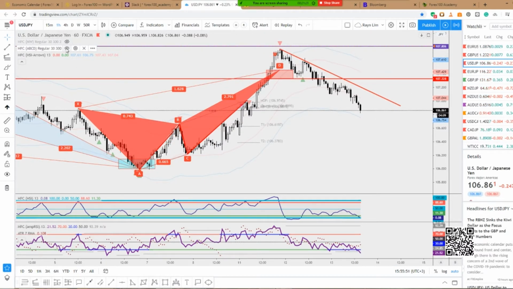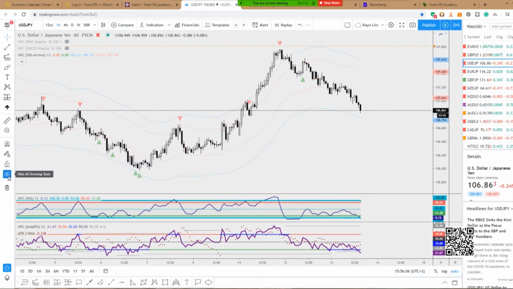Okay, so that is your crab pattern. Okay, waiting for a retest. My take is this trade is already gone, meaning to say that it has already reached the first level, moving towards the second level. So there's not much we are waiting for.